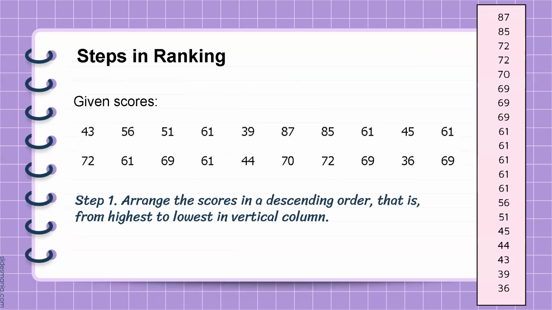That is, from highest to lowest in a vertical column, just like what is shown on the right side of the screen. So we have the highest score on top, which is 87, followed by the next score, 85, then 72, 72, 70, 69, 69, 69, 61, 61, 61, 61, 61, 56, 51, 45, 44, 43, 39, and we have the lowest score, 36, at the bottommost portion.